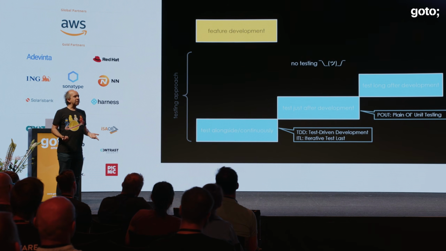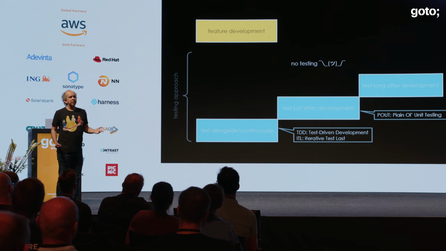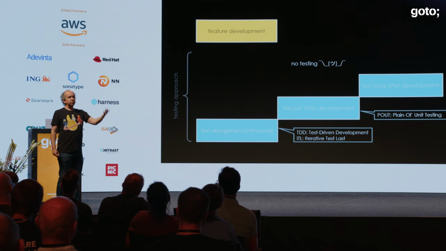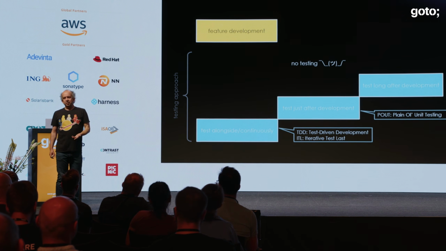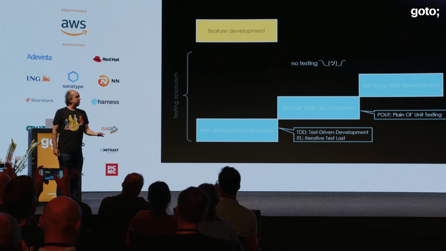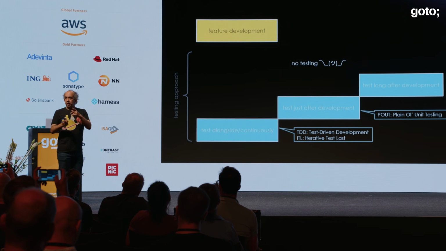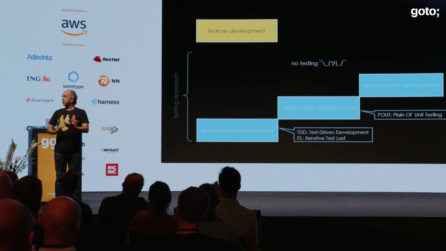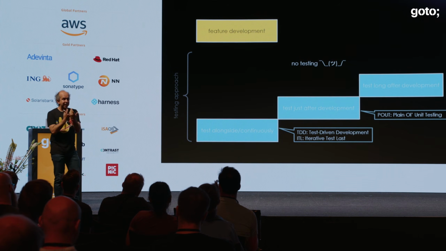TDD is the most obvious example of this. But there's another thing, iterative test last. Either you lead with a failing test and you fulfill it, or you write a little piece and then you match it with a test. Either way, the idea is that you're interleaving your time. That's the thing that is the big, big difference here.